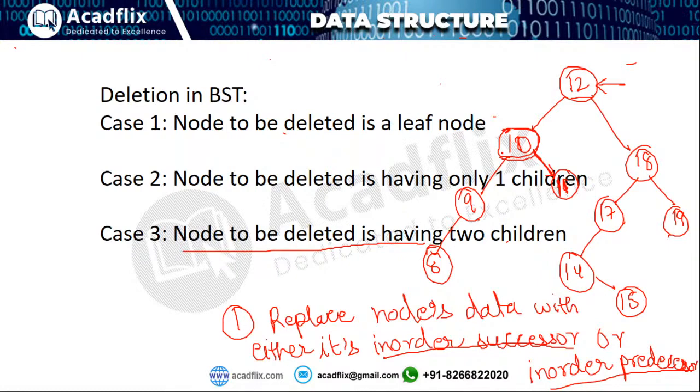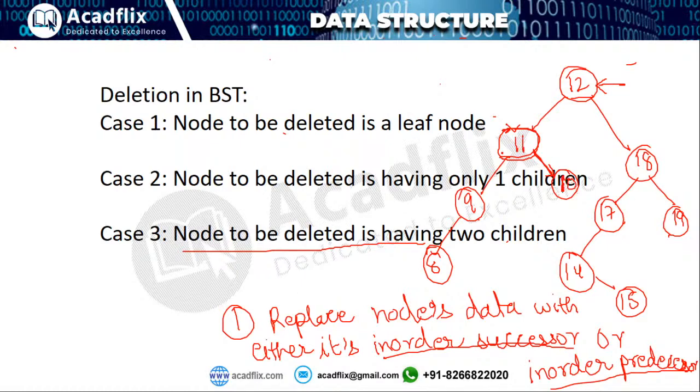Okay, so I was discussing this thing, that now what we need to do is that we can replace the node to be deleted, which is 10, we can replace its data with either its in order successor or its in order predecessor. So when we do that, let me replace 10 with 11, which is the in order successor. So now I'll write 11 over here and I'll write 10 over here.